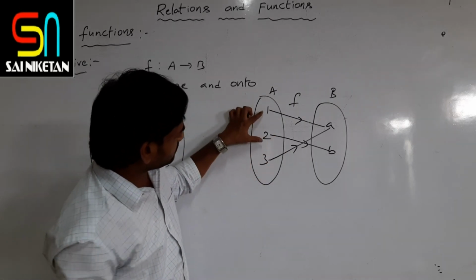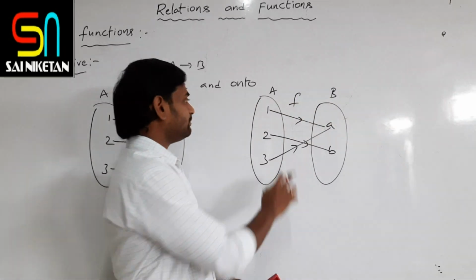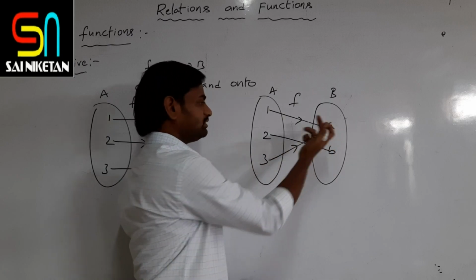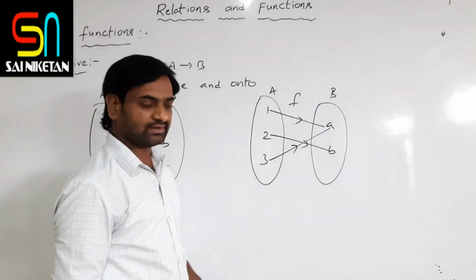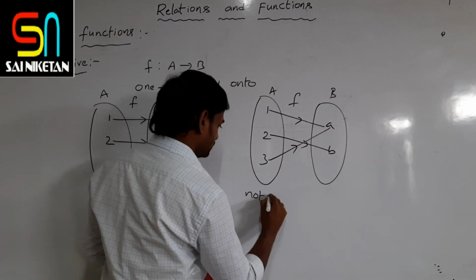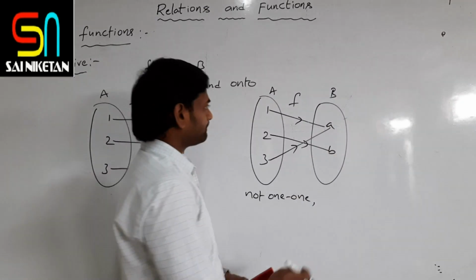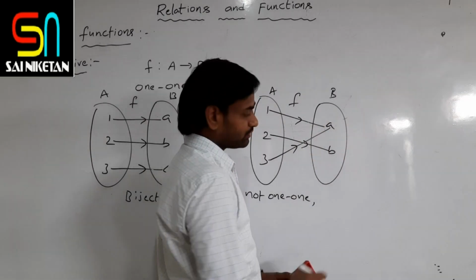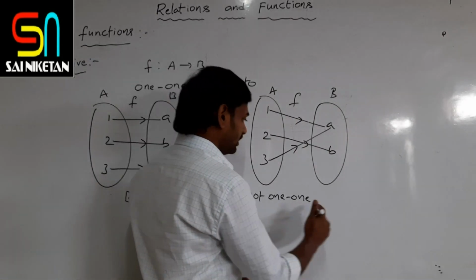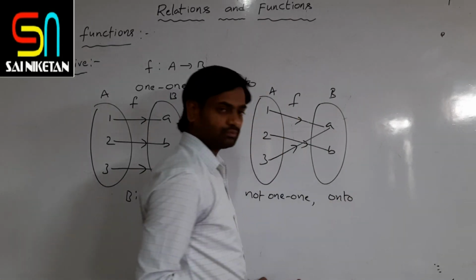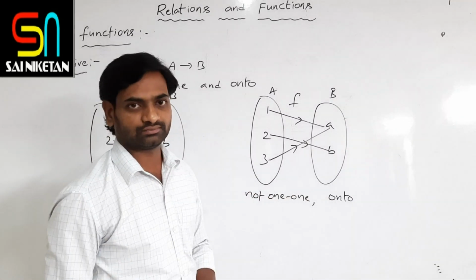If you observe here, the elements 1 and 3 have the same image. What is the image of 1? It is a. Image of 3 is a. These two elements have the same image. That's why it is not one-one. Is it onto or not? Check this one. In the B set, 2 elements are there. These 2 elements are in the mapping. That's why it is onto. So this function is not one-one but onto.